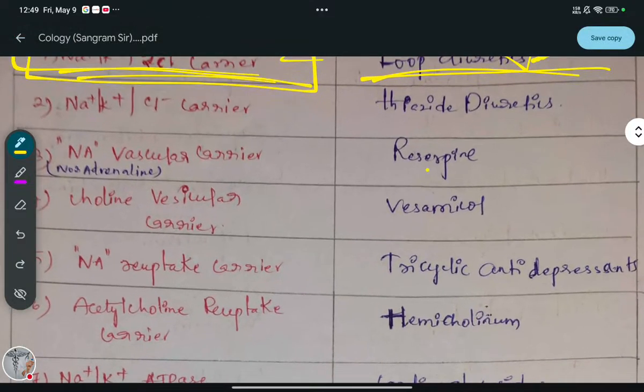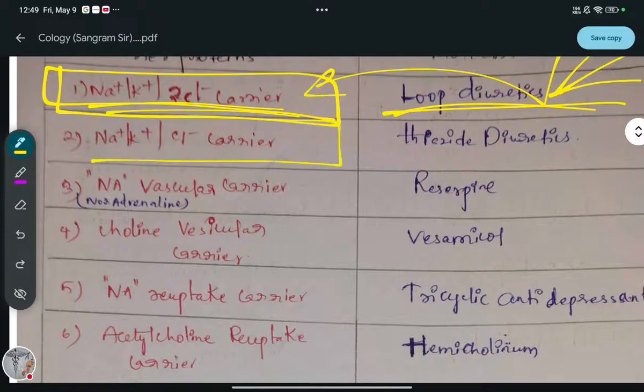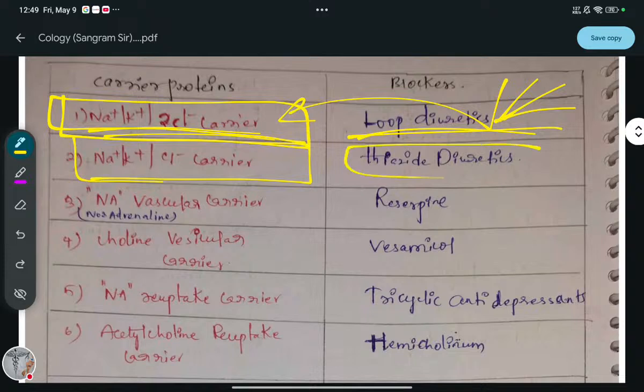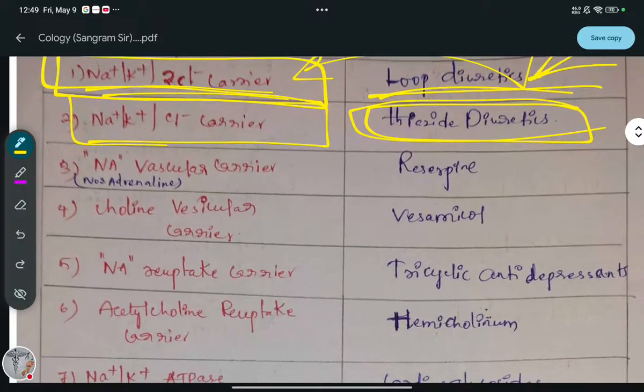Next, the sodium chloride carrier is mainly blocked by thiazide diuretics. What are the thiazide diuretics? They are chlorothiazide, hydrochlorothiazide, benzothiazide, and others. Next is the noradrenaline vesicular carrier, or norepinephrine vesicular carrier, which is blocked by reserpine.